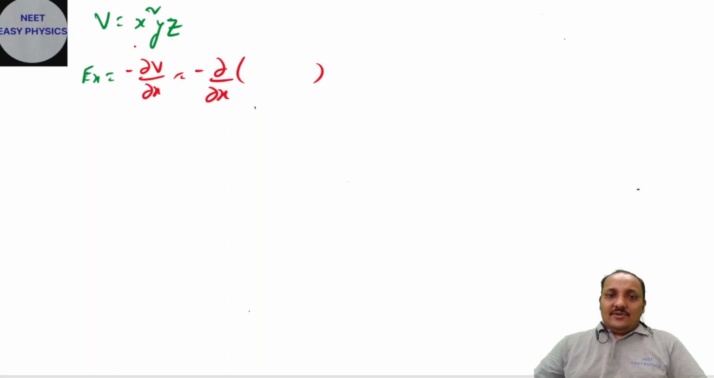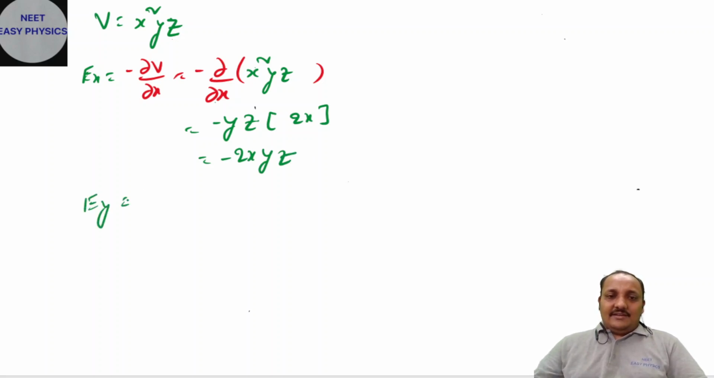Now, if they give potential, let us assume V is equal to x square yz. Then first of all, Ex: directly I am writing minus dou V by dou x, minus dou by dou x of V, which is x square yz. Now keep yz constant. Dou x square by dou x gives 2x, like the derivative of x square. So minus 2xyz.